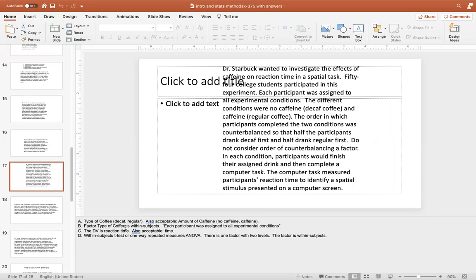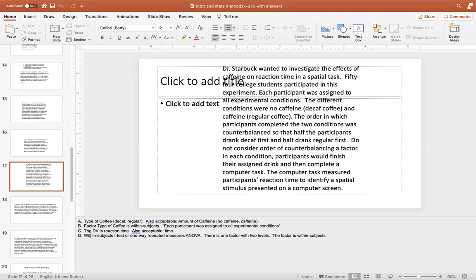So this factor is within subjects, and the clue is the quote from the scenario, each participant was assigned to all experimental conditions. Where does it say that? Right here, each participant was assigned to all experimental conditions. That indicates this factor, type of coffee, was within subjects. The dependent variable is reaction time, or you could just say time, or you could say seconds. In this case, you could maybe even just say milliseconds.